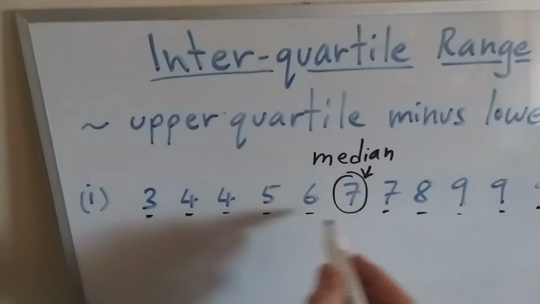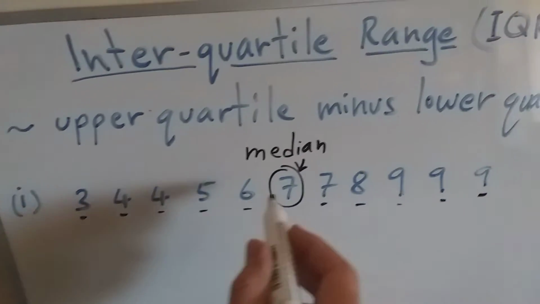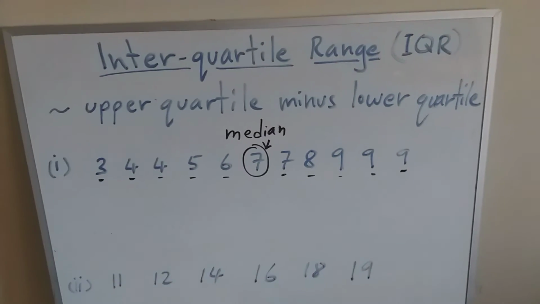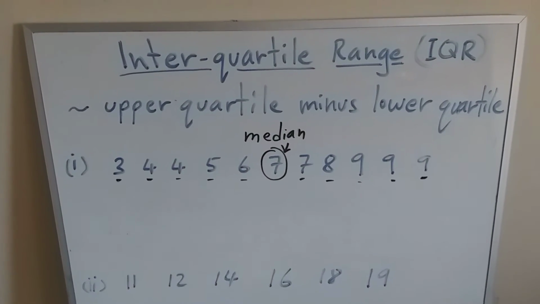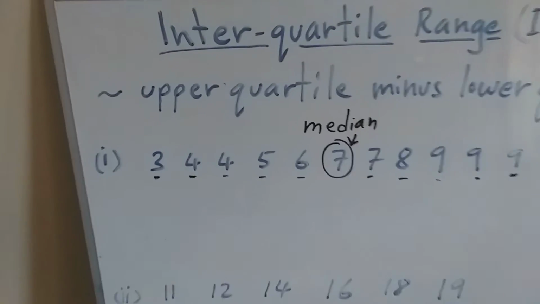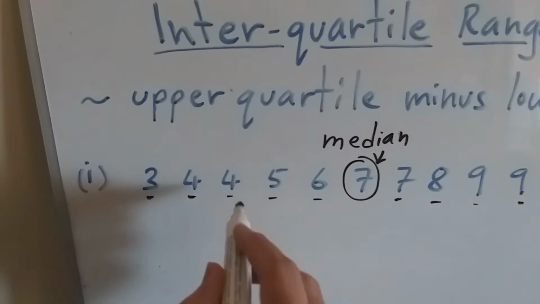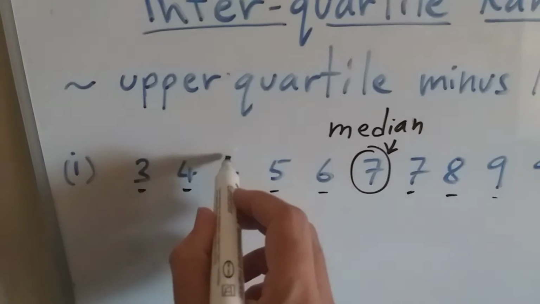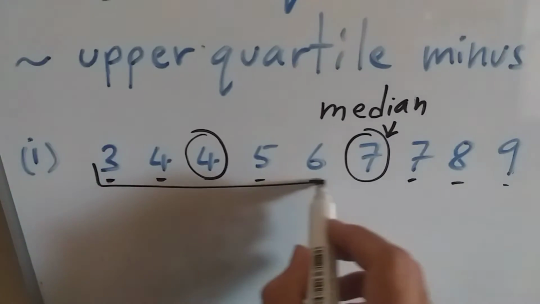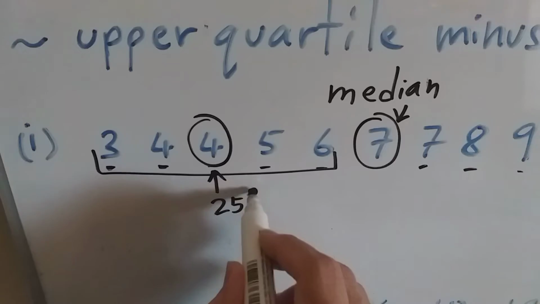All the numbers before 7, they are the lower half of the scores. All the numbers after 7, they are the upper half of the scores. So now we have to find the center of the lower half. So 1, 2, 3, 4, 5 scores. The middle of that will be the third score, which is 4. So that is the middle of these values over here. So that is like the 25th percentile.